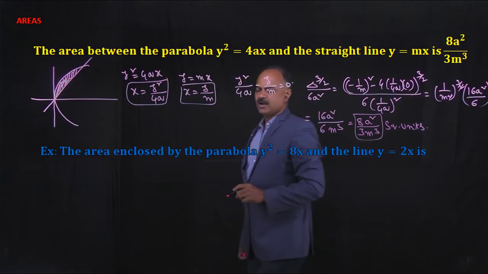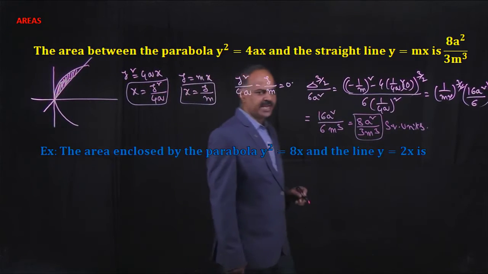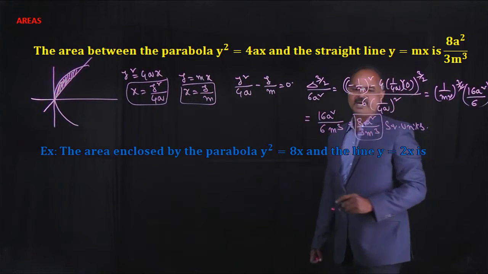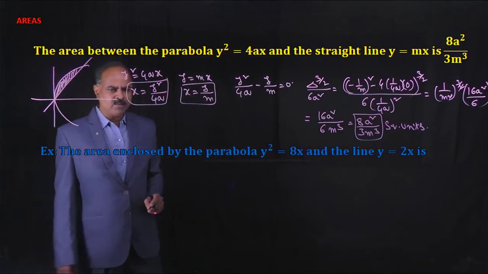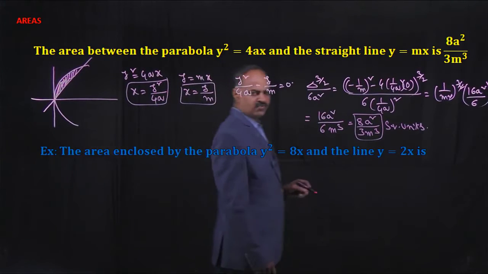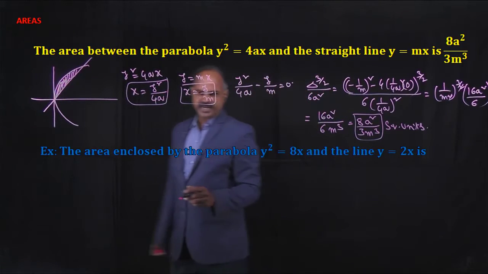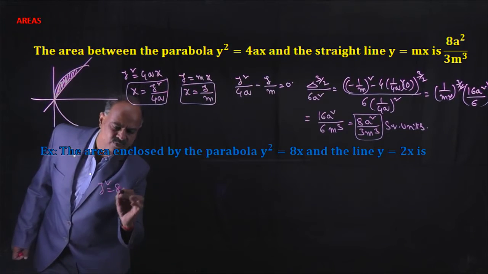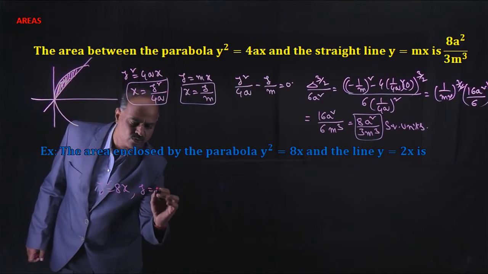Therefore, the area of the region between the parabola y square equal to 4ax and the line y equal to mx is 8a square by 3m cube. Suppose, for example, the area bounded by the parabola y square equal to 8x and the line y equal to 2x.